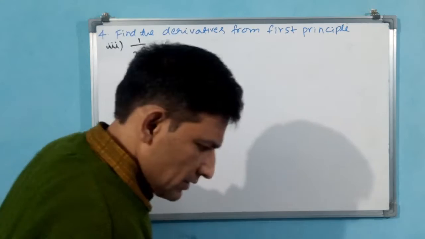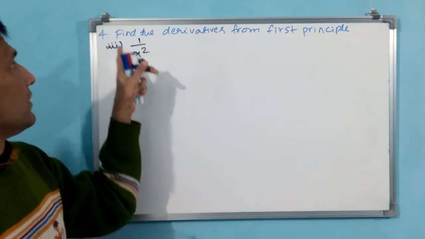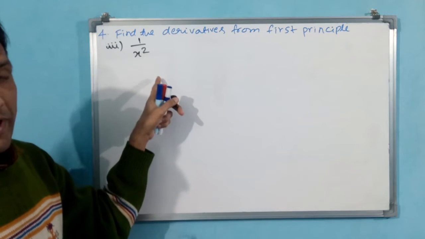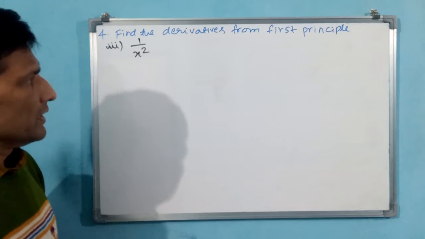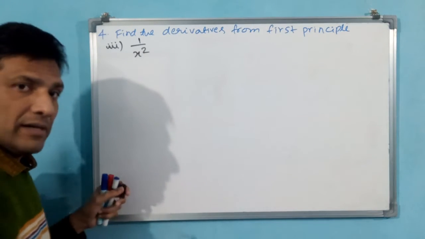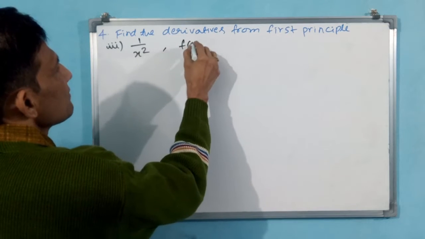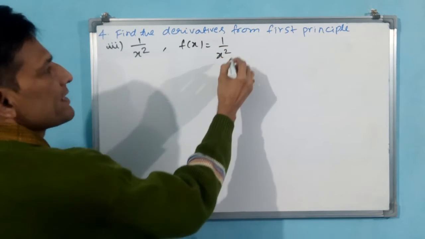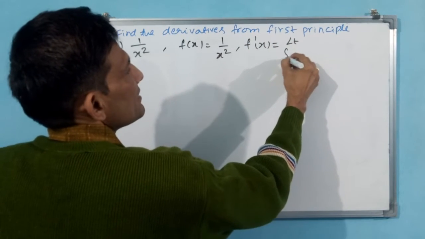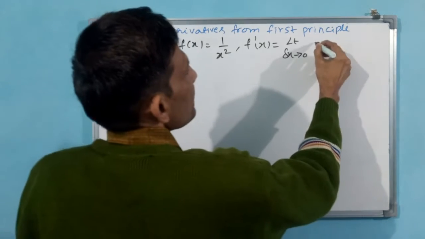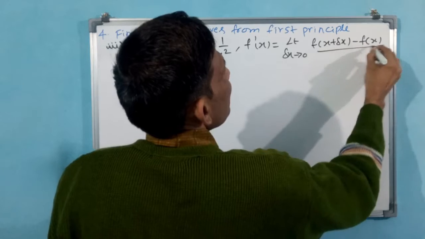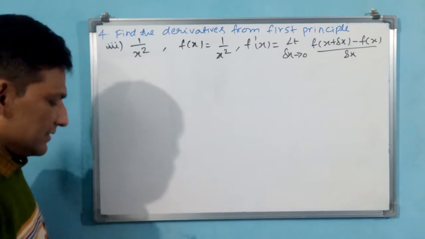Let us go for third part. See this. Third part of fourth question, 1 by x square derivative you have to find by first principle. See, carefully you have to do here. In denominator, square is there. First you take this as f of x is equal to 1 by x square, comma, f dash x is equal to limit delta x tends to 0, f of x plus delta x minus f of x divided by delta x.